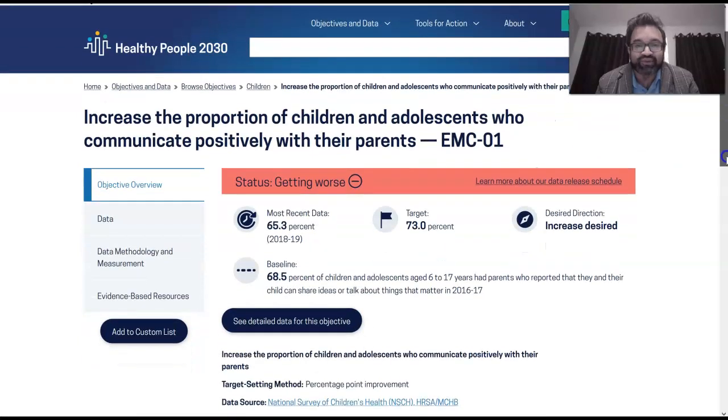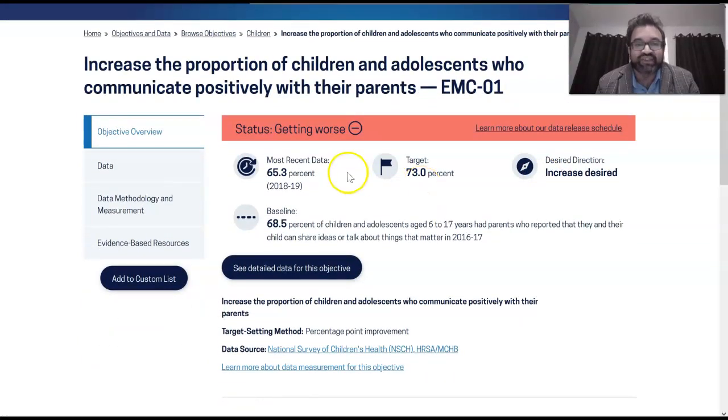And so you can explore further what is getting worse and what the most recent data is. The most recent data shows 65.3%, and the target was 73%. So there's an increase desired. Initially, when this was measured, there was good communication among 68.5%. So this actually did get worse. And when you have positive communication, then you have healthy behaviors and then better health outcomes as well. So this is something that is getting worse and really does need attention.